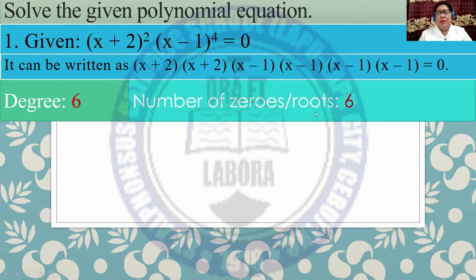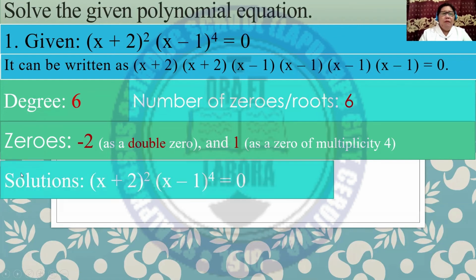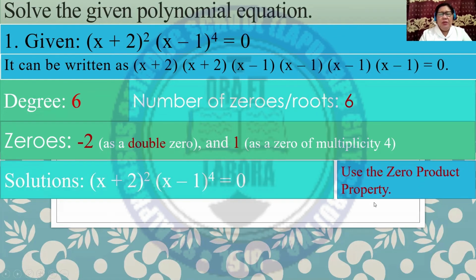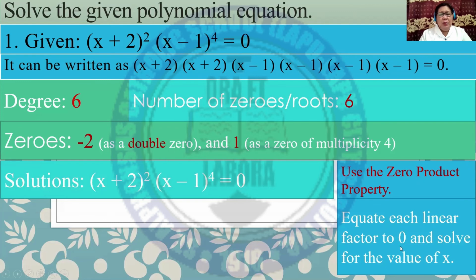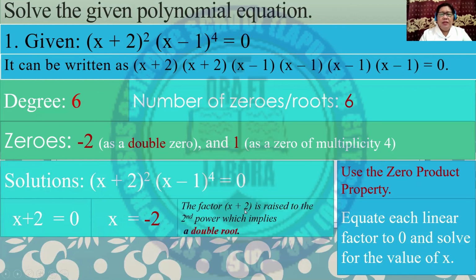The number of zeros or roots is also 6. For the zeros, we have negative 2 as a double zero and 1 as a zero of multiplicity 4. For the solutions, use the zero product property. So we have to equate each factor to 0 and solve for the value of x. So x plus 2 equate to 0. X is equal to negative 2. The factor x plus 2 is raised to the second power, which implies a double root.